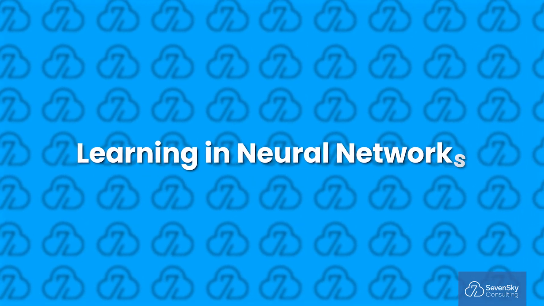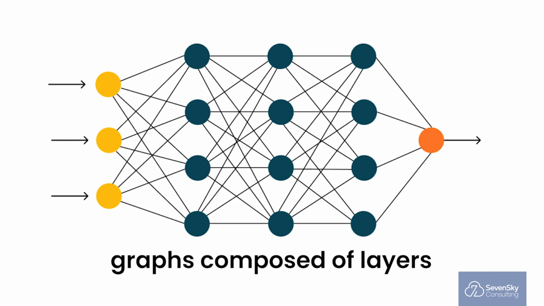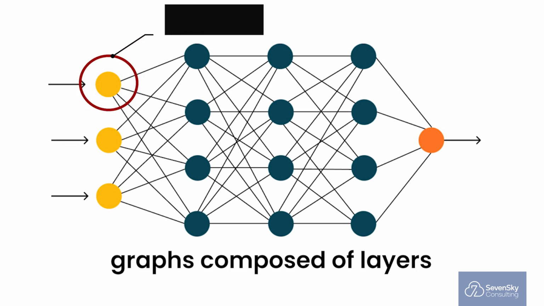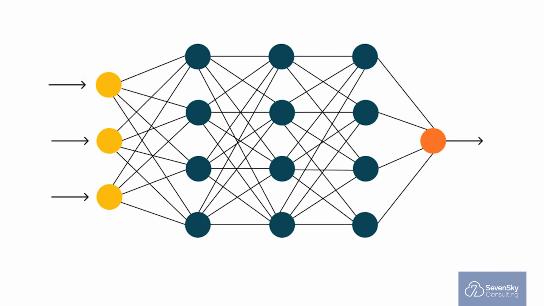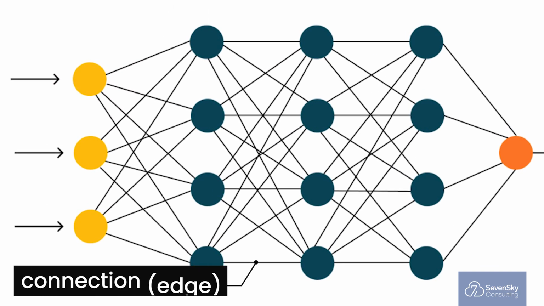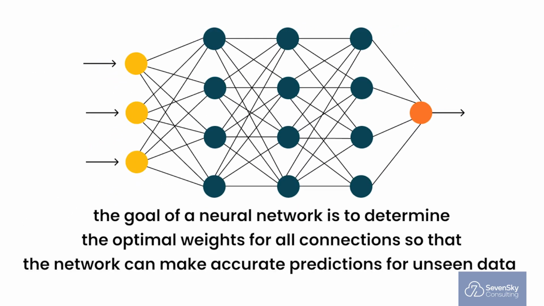Learning in neural networks. Neural networks are graphs composed of layers, where each node, or neuron, in one layer connects to every node in the next layer. Each connection, or edge, has an associated number, called a weight. In simple terms, the goal of a neural network is to determine the optimal weights for all connections so that the network can make accurate predictions for unseen data.